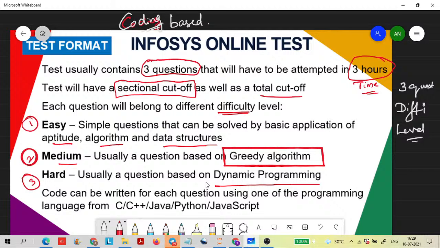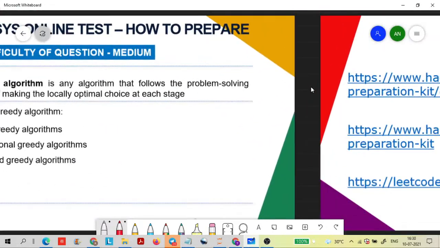So the easy level is based on aptitude, algorithms or data structures, the medium question is based on the greedy algorithm, and the hard level question is mainly based on the dynamic programming concept. Code can be written for each question using one of the following languages: C, C++, Java, Python or JavaScript. So that is about the test pattern.